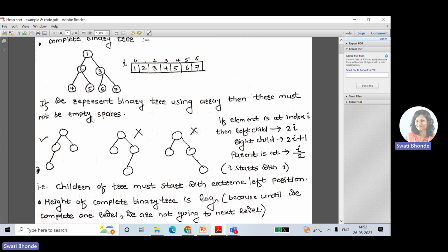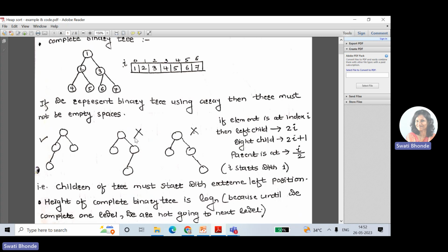So now we know that there must not be any empty spaces in between, so that it will be filled from left to right. If we look at these three diagrams, we know this is the tree in which the filling of nodes has happened from left to right. So yes, this is a complete binary tree.